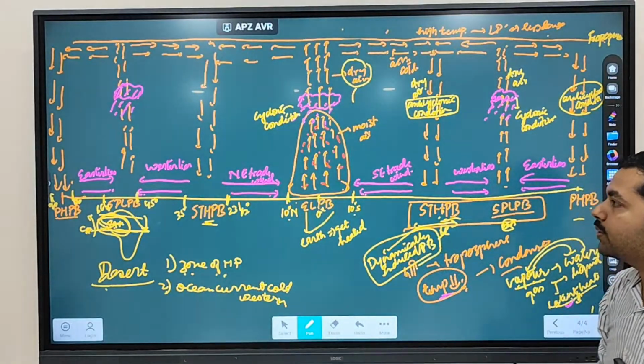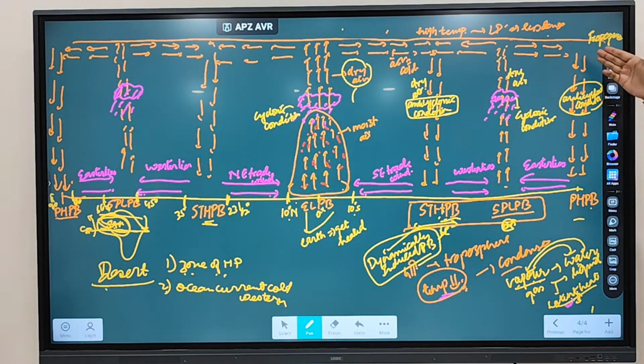Any doubt regarding this one? And same here. Here what is happening? Because of the colder condition, you see wind here is subsiding. When wind here will subside, high pressure. As a result, you will see meeting of these two winds.